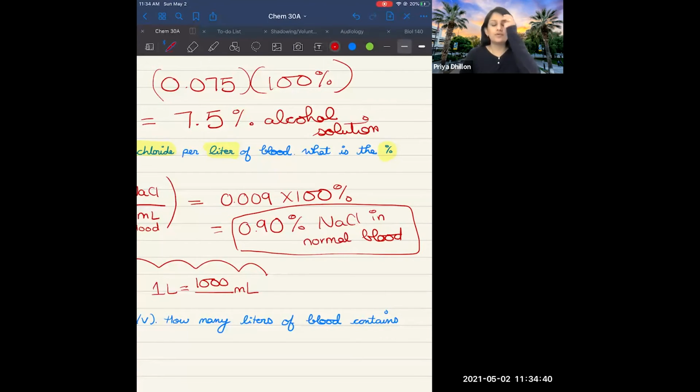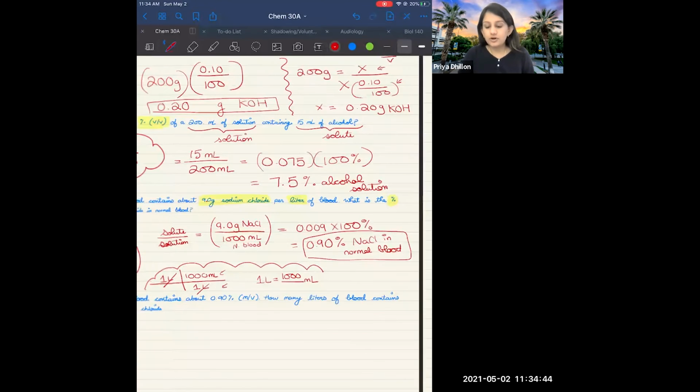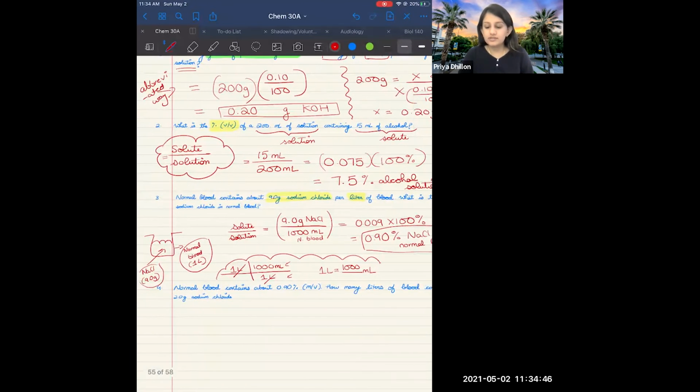So basically it's more of a plug and chug method. Just know a few things such as solute over solution. Make sure you know how to identify the solute and the solution, and then know how to convert from a number to percentage and from a percentage to number.